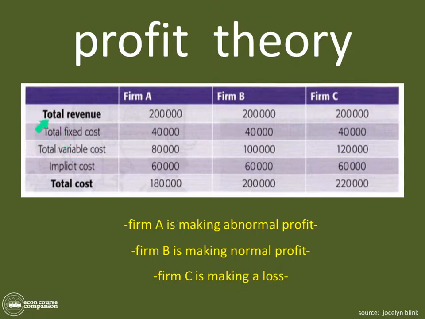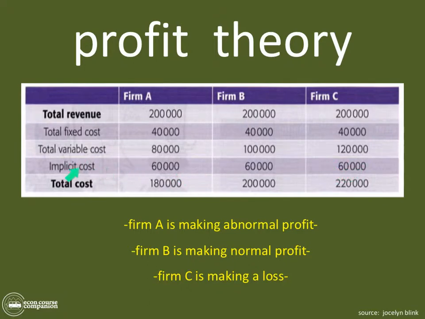Okay, so we have total revenue across the top here, and you can see that all three firms are making $200,000 a year. All three of them have a total fixed cost of $40,000 a year. The firms, however, have a different variable cost per year: $80,000, $100,000, and $120,000. The implicit cost is the same for all three firms: $60,000, $60,000, and $60,000.